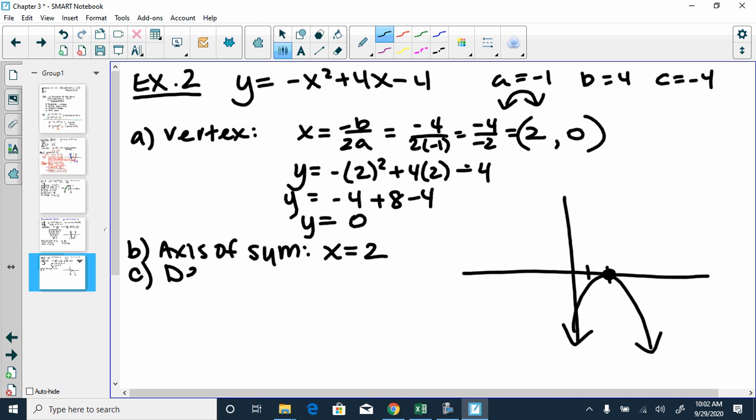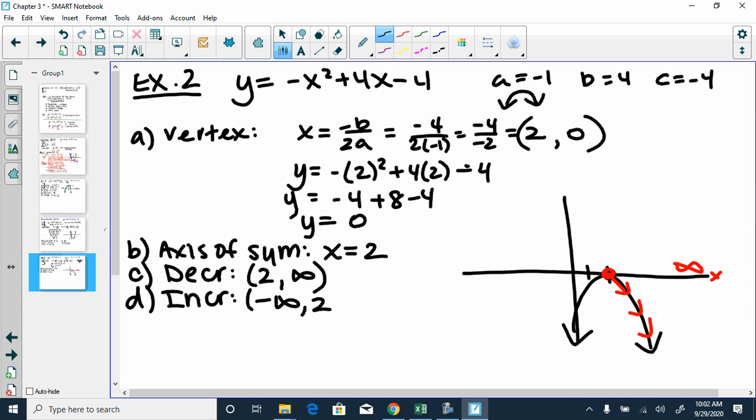Decreasing and increasing. It doesn't matter which we do first. Decreasing is from this point to positive infinity. Remember, it's positive infinity. Decreasing uses the x, so that point is actually 2, 2 to infinity. Increasing, a little bit more difficult. That's negative infinity to 2. So that's on the other side.